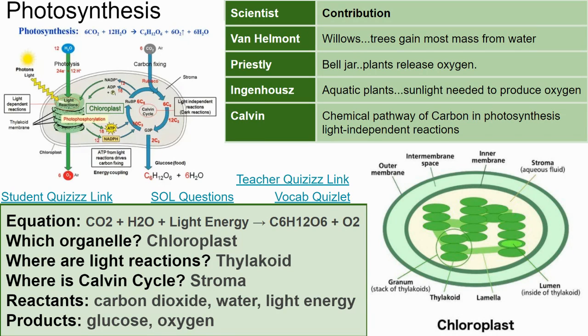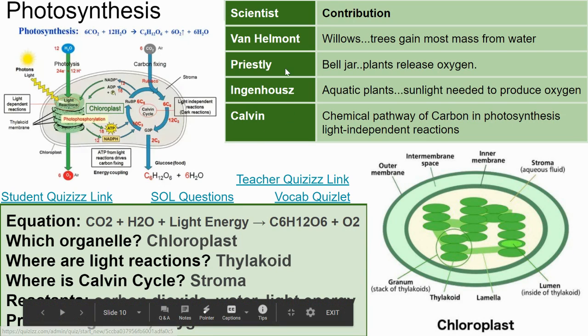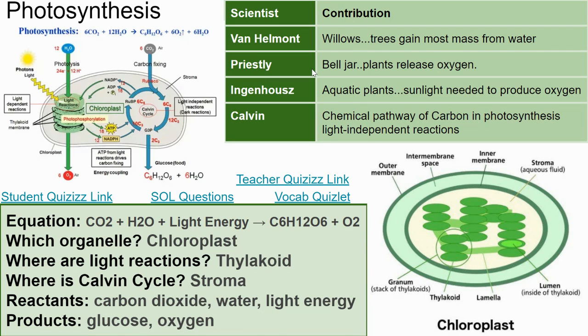Now, how do we know so much about photosynthesis? Well, there are four main scientists who help us understand this a little bit better. The first of those that I want to talk about is Van Helmont. Van Helmont let us know that trees and other plants take in water.